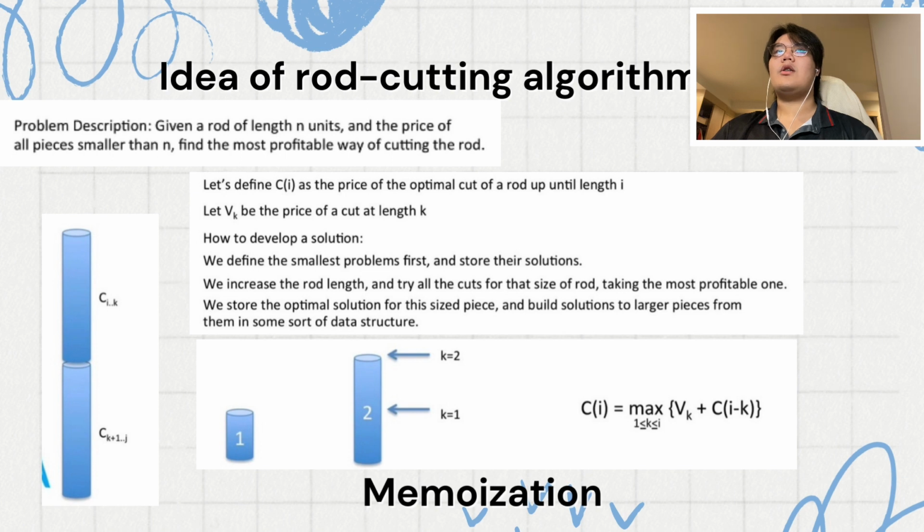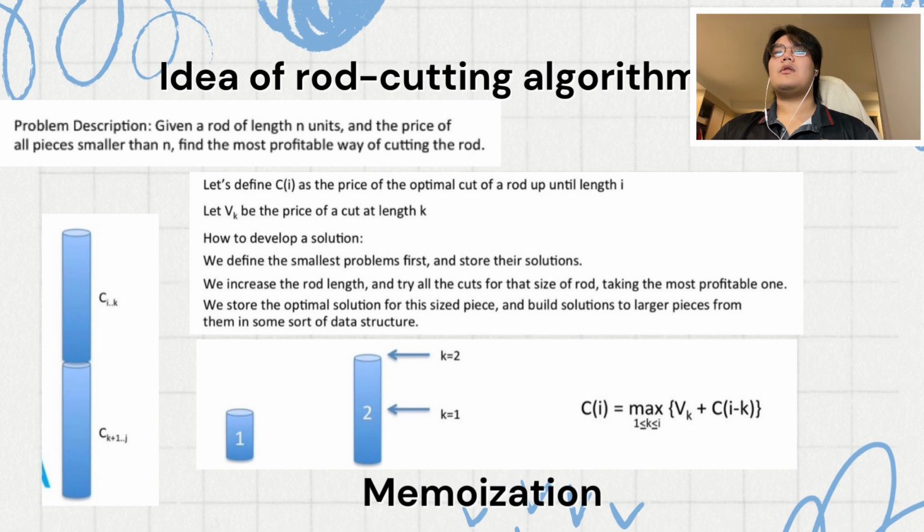Idea of rod cutting algorithm. Problem description: given a rod of length n units and the price of all pieces smaller than n, find the most profitable way of cutting the rod. Let's define C[i] as the price of the optimal cut of a rod up until length i. Let V[k] be the price of the cut at length k.